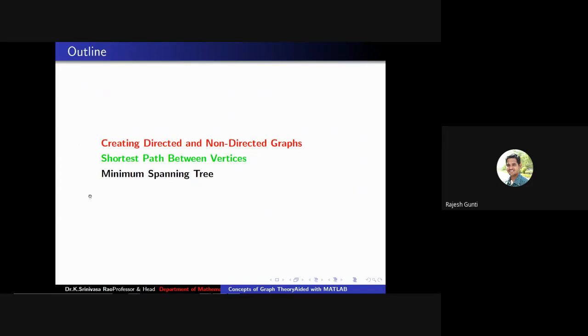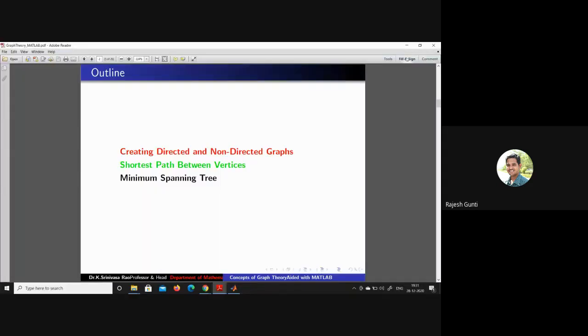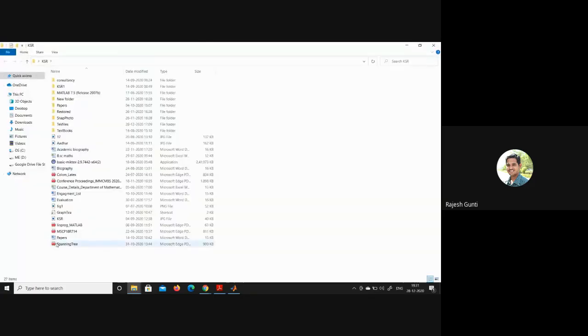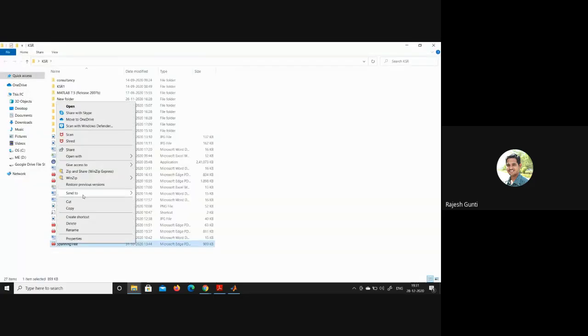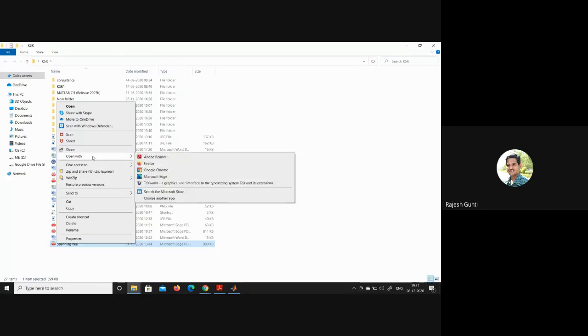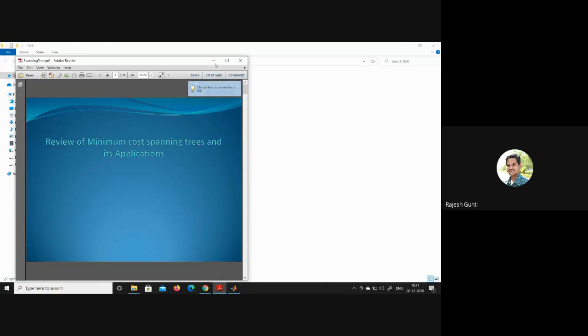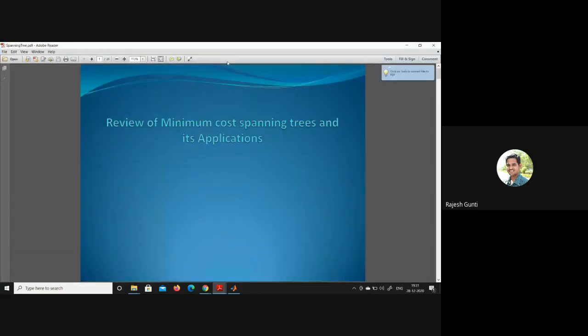Okay, so minimum spanning tree is a very powerful concept. I hope you know everything about this concept. Tomorrow I will show some minimum spanning tree PPTs which I have. My own presentations are there. Tomorrow I will explain these concepts.